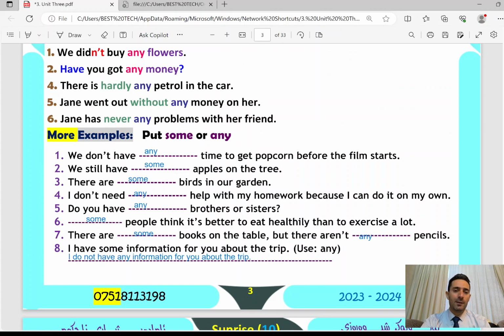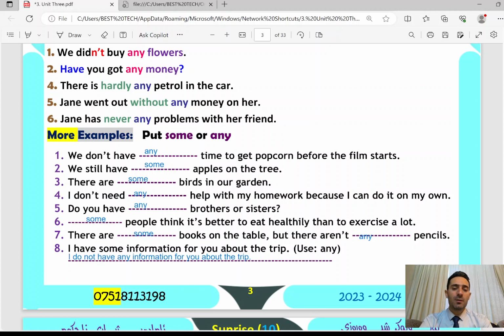In the first sentence, I have used any because the sentence is negative. In the second sentence, we still have some, because the sentence is positive. In number 3, there are some. I have used some because the sentence is positive. In number 4, I don't need any. I have used any because the sentence is negative. Number 5, I have used any because the sentence is in question form. Also at the beginning of the sentence I don't have would or could or those stuff. In number 6, I have used some because the sentence is positive. In number 7, in the first tense, there are some books on the table.